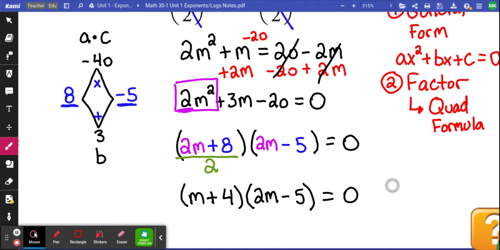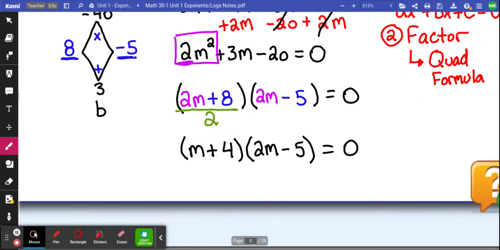Perfect. We did not solve. We factored. Factoring will help us solve. The way it helps us solve is by using something called the zero product property. It's something you would have learned a long, long time ago. It's that anything times 0 is 0. So for instance, no matter what these brackets were for a number, if I can make this 0, then this equation works. Because anything times 0 would be 0.